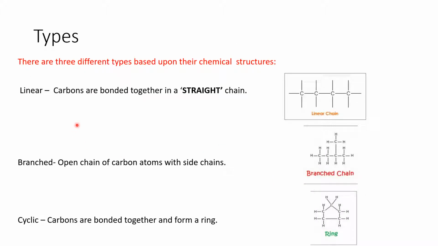Now there are three main types of alkanes. The types differ from each other according to the arrangement of carbon atoms. So for linear, the carbon atoms are arranged in a straight chain. In branched, you still have straight chains, but there are also side chains of atoms as well. And in cyclic, the carbon atoms are bonded together and they form a ring.